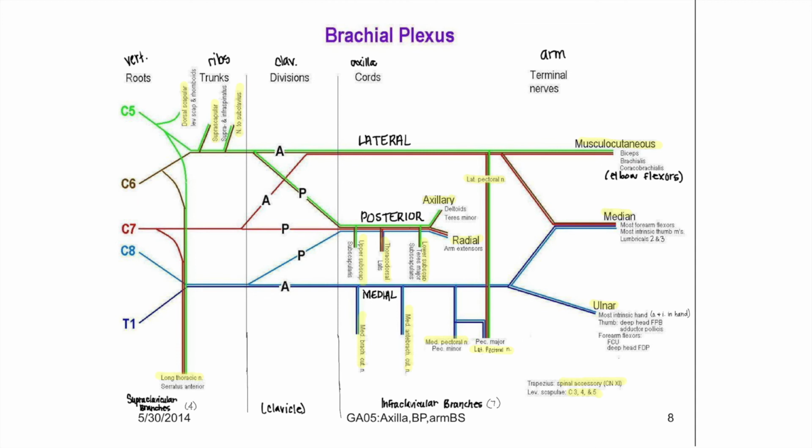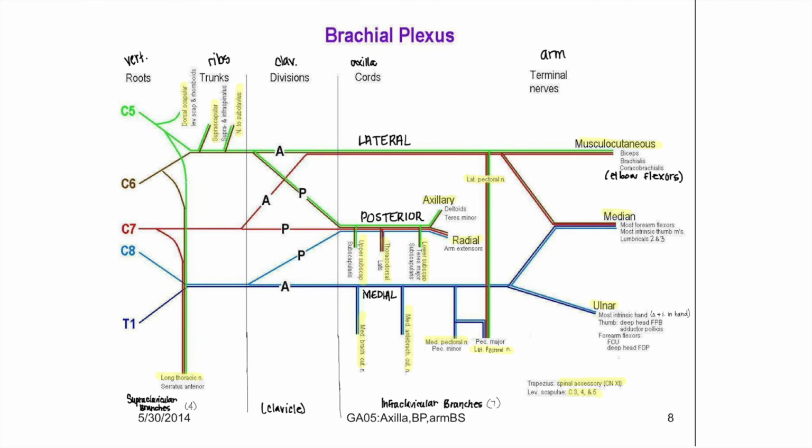So musculocutaneous, for example, it says biceps brachii and coracobrachialis. So it's going to be our elbow flexors. So be able to say that. But of course, there's some of them like long thoracic. Okay, that's serratus anterior. Be able to know what those muscles are.